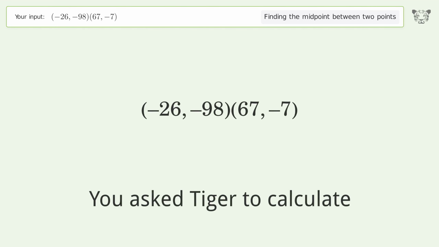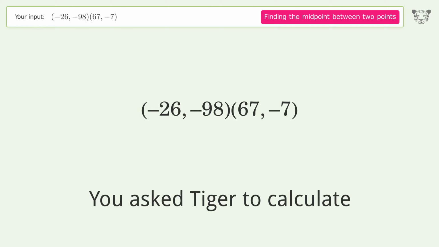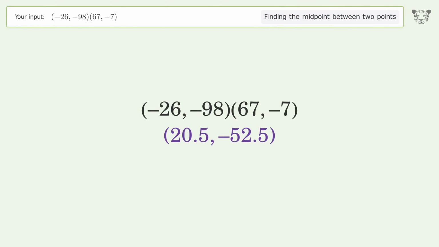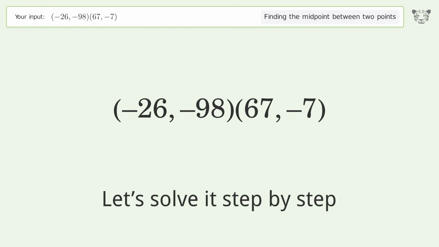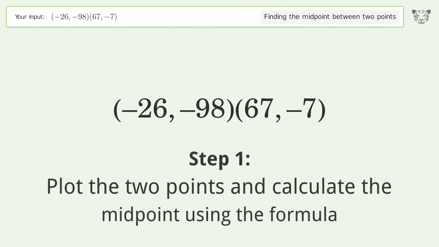You ask Tiger to calculate. This deals with finding the midpoint between 2 points. The midpoint between the 2 points is 20.5, negative 52.5. Let's solve it step by step. Plot the 2 points and calculate the midpoint using the formula.